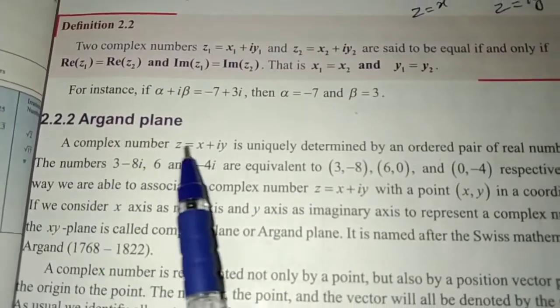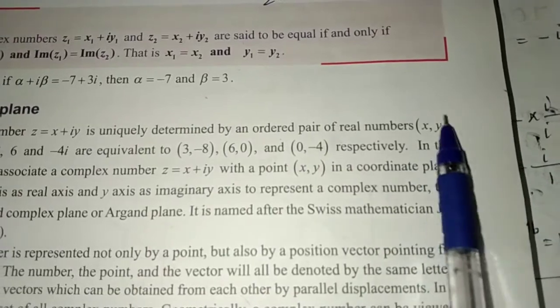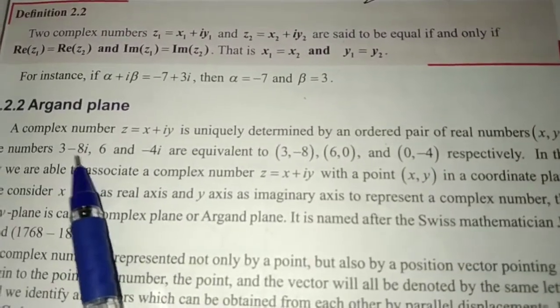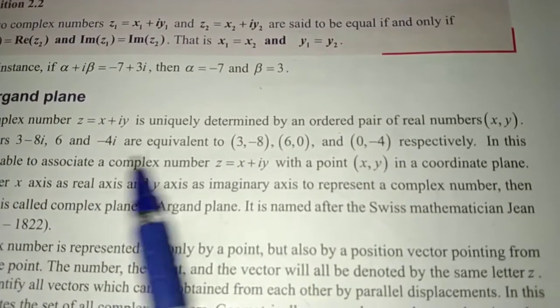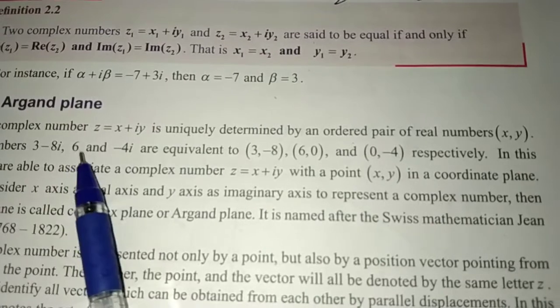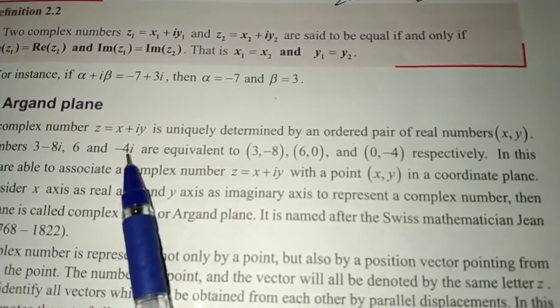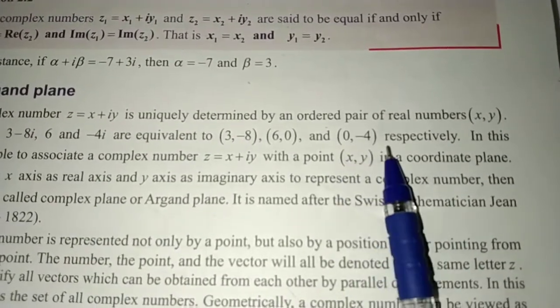Next we are going to see the Argand plane. Argand plane means the complex number z equal to x plus iy can be written as an ordered pair x comma y. See that one, 3 plus 8i can be written as 3 comma 8. This is a point. 6 means no imaginary part, that is 6 comma 0. Minus 4i means no real part, then 0 comma minus 4.